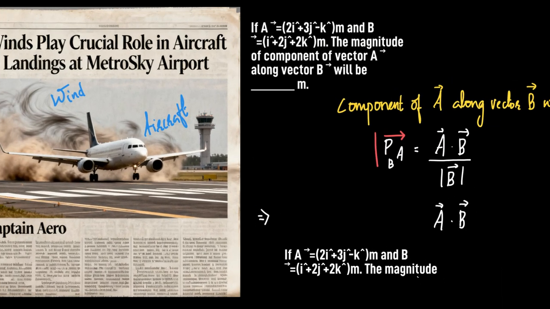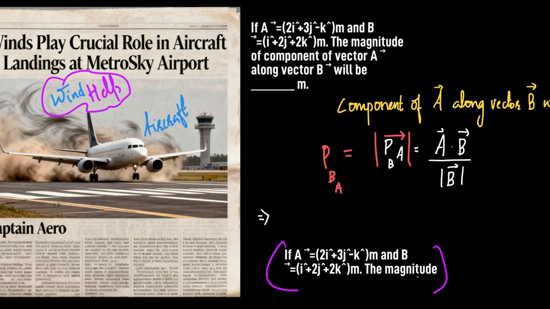So we just discussed that the component of vector A along vector B will be the magnitude of the projection vector, which is the projection of vector A on vector B, given by vector A dot vector B by magnitude of vector B. Okay, and we did also find out the projection of these 2 vectors. Now let's try to see the concept of wind help in aircraft, which literally means how much the wind is contributing towards the movement of the aircraft.